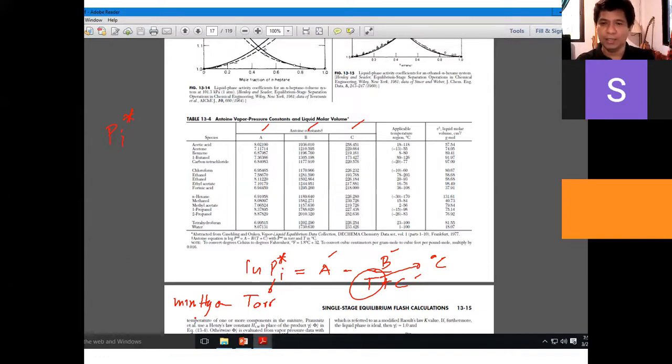Then you're going to calculate P sub i star from Antoine's equation. Tapos, basically, you're going to calculate K sub i. Kasi di ba ang K sub i ay P sub i star divided by the total pressure. Once you have the K sub i, you can set up the summation of x sub i is equal to 1. Tapos, solve nyo lang yung B over F. Just use the shift solve function of your calculator to find B over F. Medyo mahirap tong gawin manually, medyo mahaba.